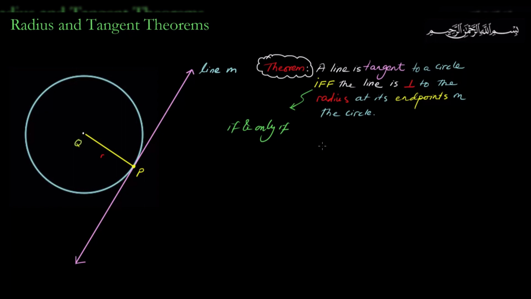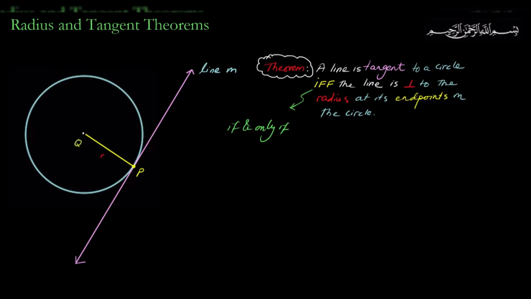Now, if the statement had said a line is tangent to a circle if the line is perpendicular, that's a unidirectional statement. In other words, the statement would be true going forward, but not necessarily going backwards. But this terminology, if and only if, implies a bidirectional statement. It's true both ways. So a line is tangent to a circle if and only if the line is perpendicular to the radius at its endpoint on the circle.